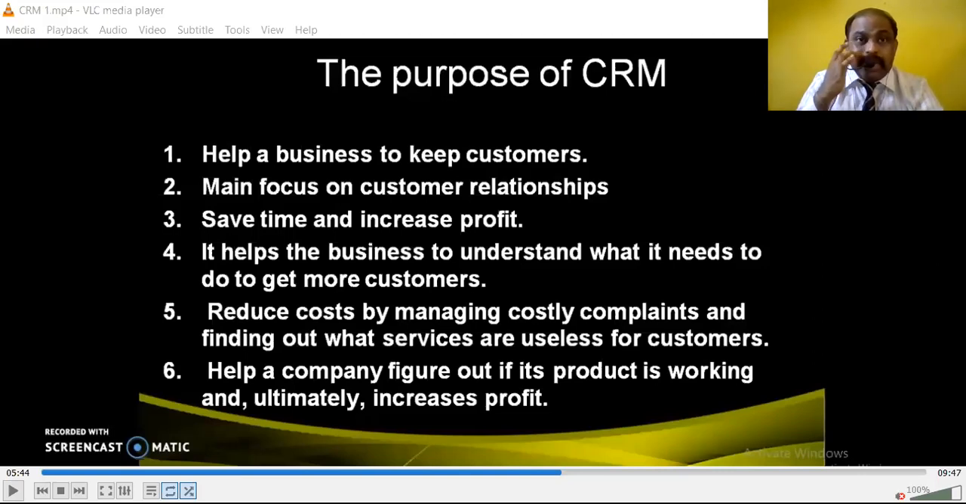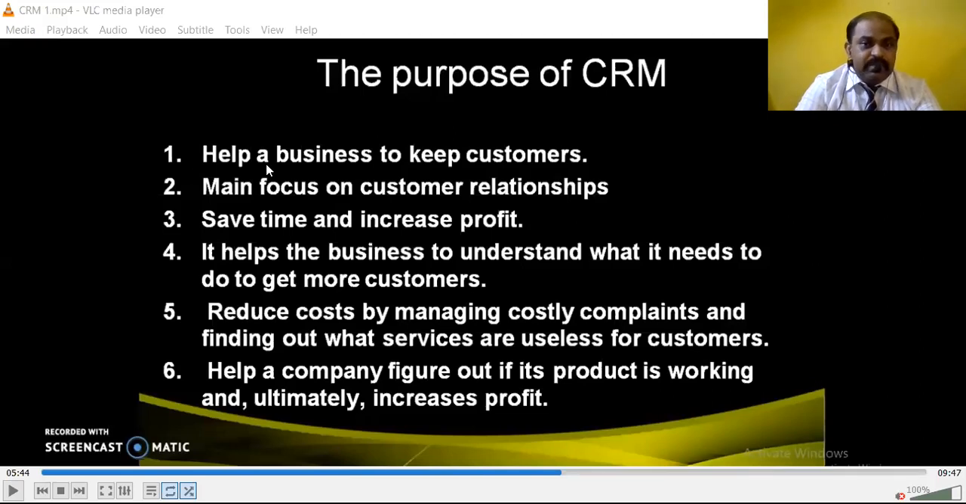Sometimes a small complaint can lead to a big problem. You are not supposed to ignore any complaints. Even if you are receiving a small complaint, it needs to be addressed properly. If you are not addressing the complaint of the customer by saying कि क्या फर्क पड़ता है, ये कस्टमर जाएगा तो क्या हो जाएगा, it means you are making a big mistake. And that mistake may cause you a huge loss also. So reduce cost by managing costly complaints and finding out what services are useless for the customer.